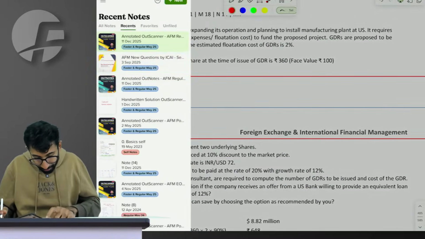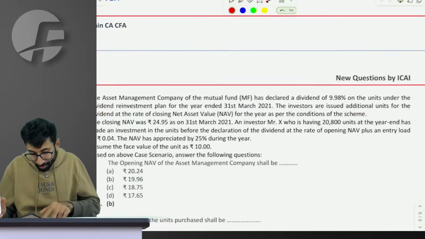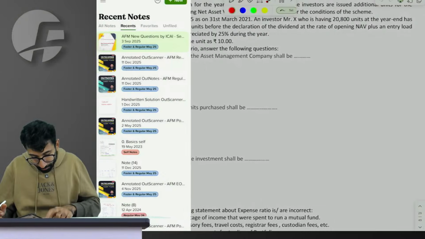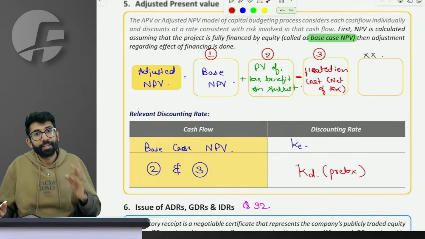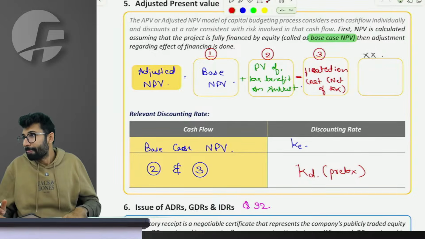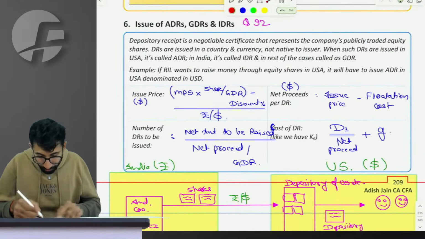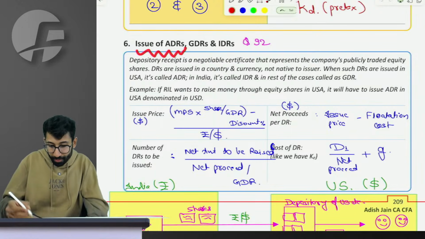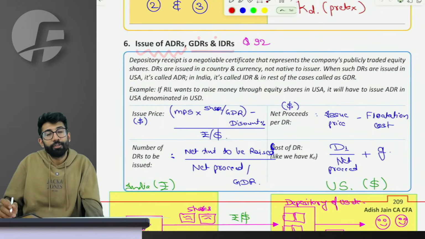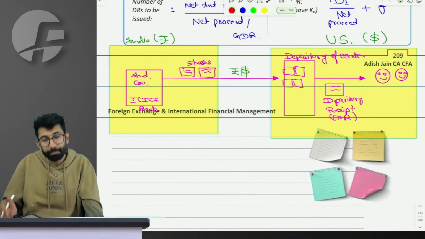The next and the last question of this chapter relates to the concept that I am going to teach you now, which is extremely easy. Give me a minute. The concept of American Depository Receipt, Global Depository Receipt or Indian Depository Receipt is really simple.